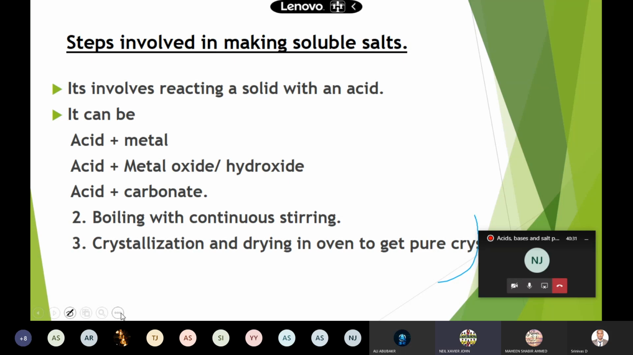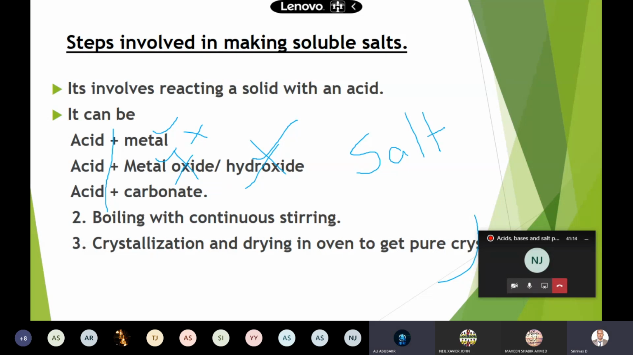The steps involved in making soluble salts. This shows acid plus metal oxide, acid plus carbonate. They all make soluble salts, right? This is the first step. It means you can use an acid, which is common in all these cases. To the acid, you can add metal. If metal is not available, you can use metal oxide. If this is not available, you can also use metal hydroxide. If these are not available, you can also use metal carbonate. Whatever you add among all these to an acid, all the time you get a soluble salt.